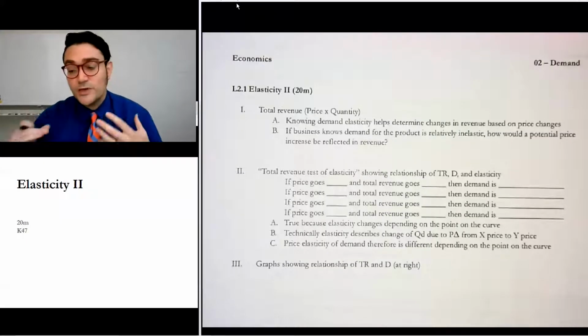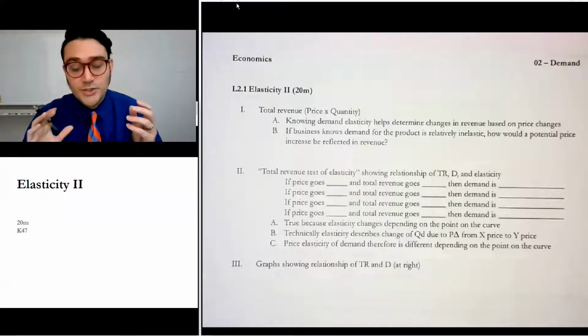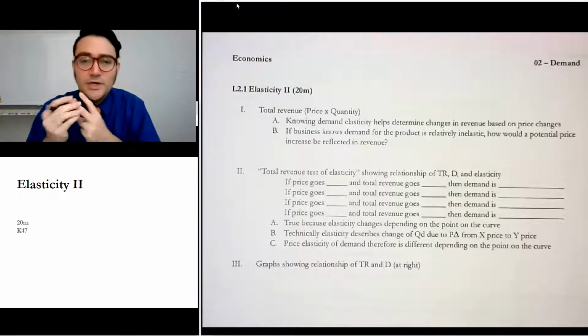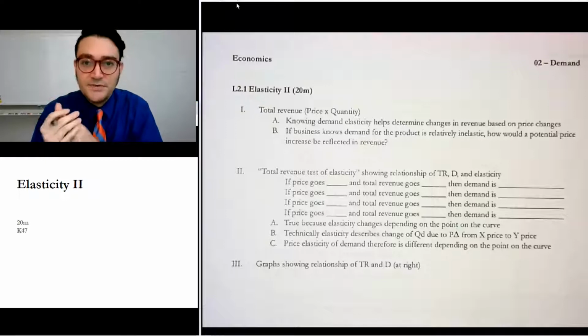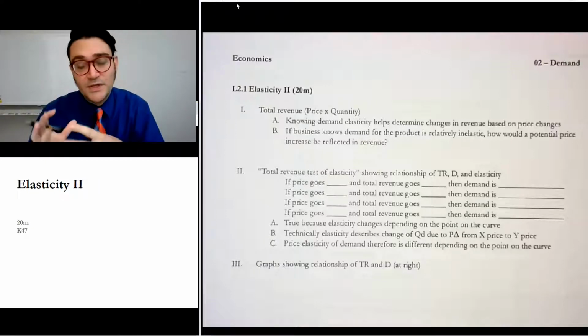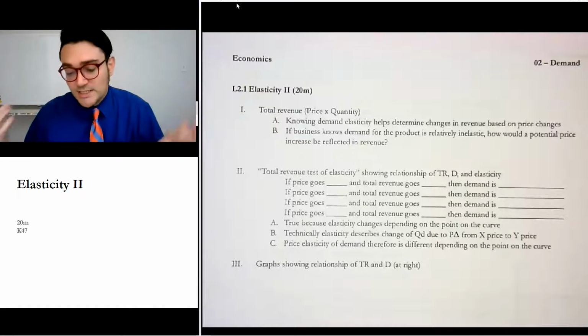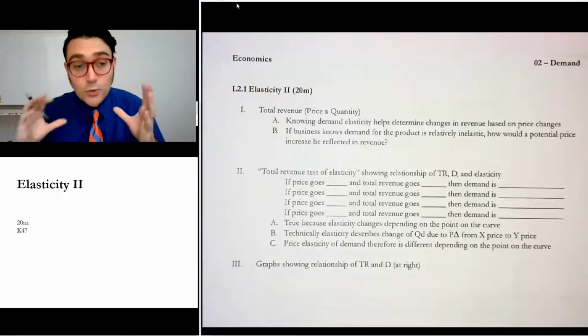Everybody. So in this video, we're going to take a look at the second lecture related to elasticity. In this video, there's two things. One, a little bit more about price elasticity of demand, and two is a second type of elasticity. So let's get started. The thing about adding to our price elasticity of demand is something called total revenue.